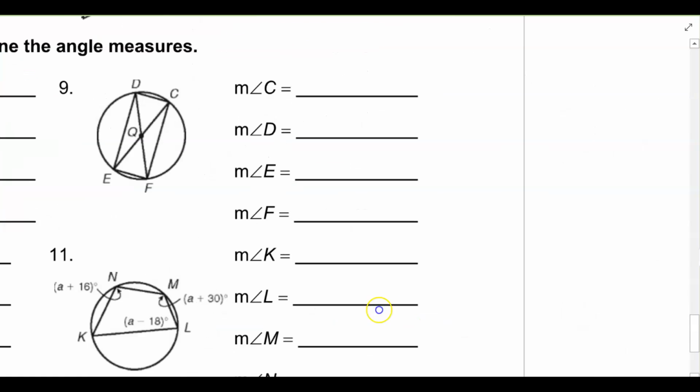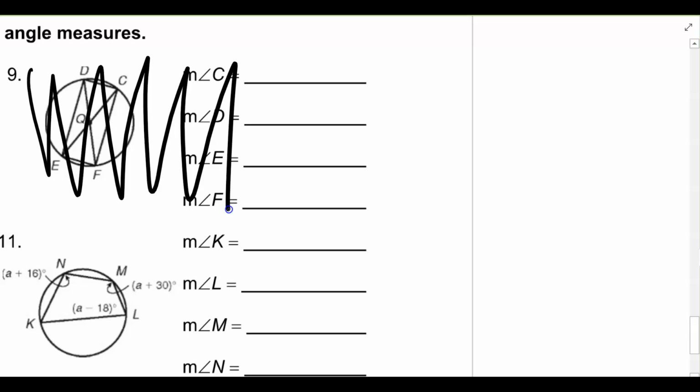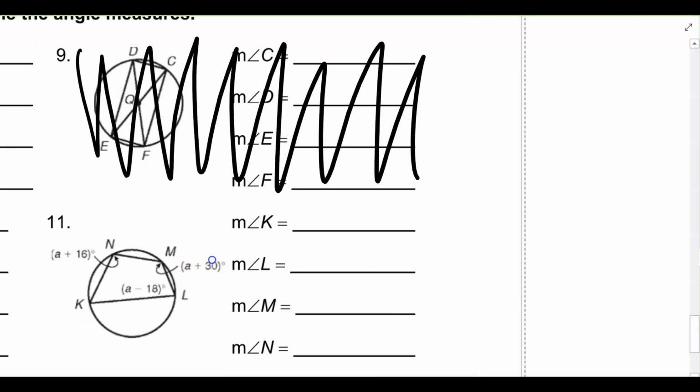Okay, number 9. On number 9, all they give us is basically this, and they ask us to find angles C, D, E, and F. Actually, do me a favor, just skip this question. I'll go through and cross it all out on all of yours too. Next, number 10.